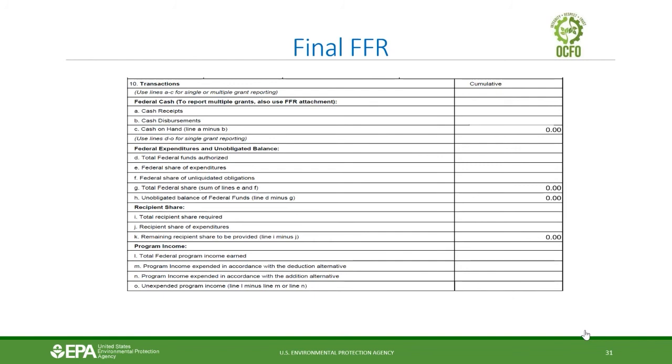So if you look at page 3, line 15, it says total EPA amount awarded to date. If you receive all the money that was initially applied for up front, then that number is going to match line 12. But if you didn't, then they're going to have two different numbers.